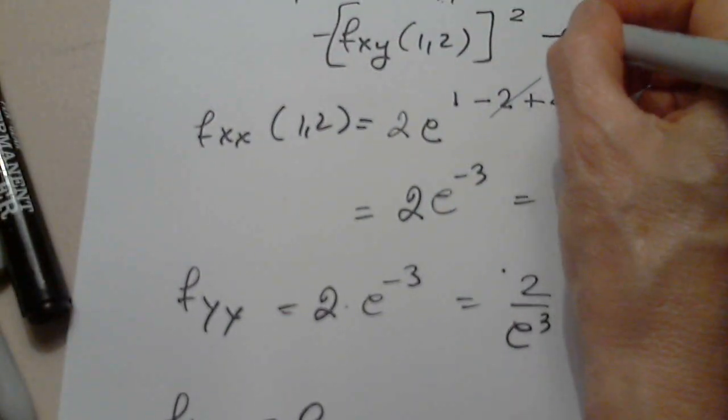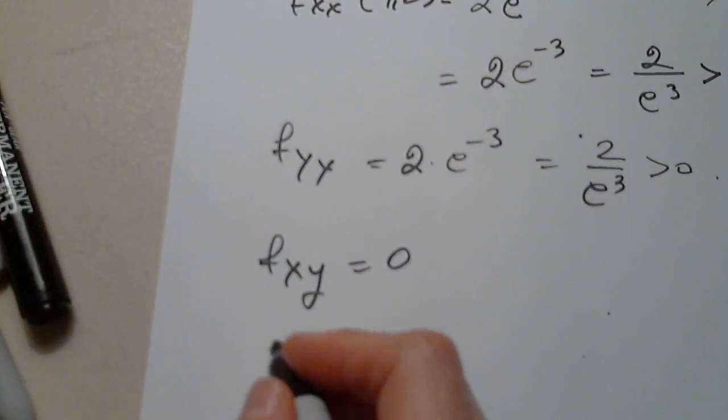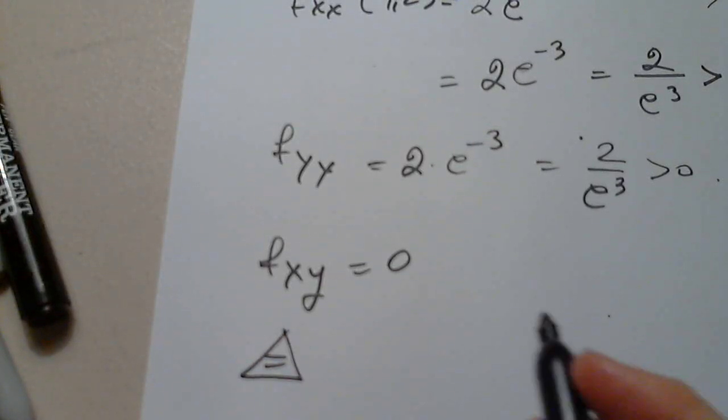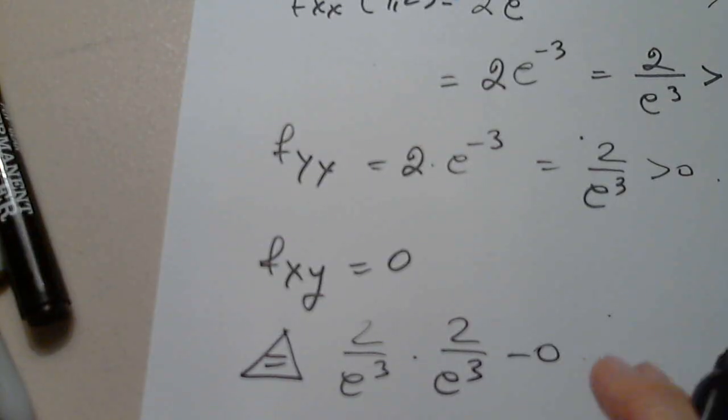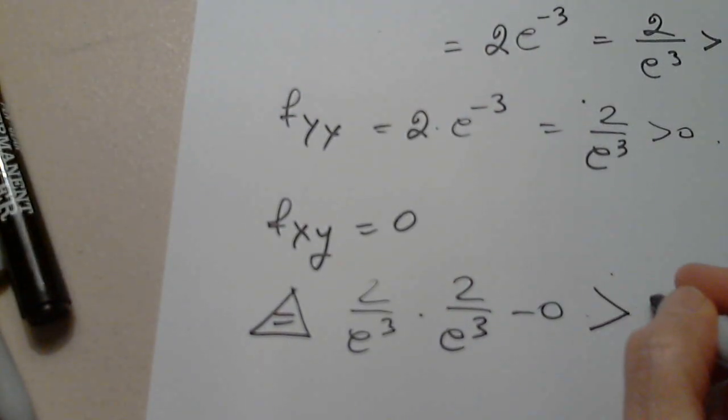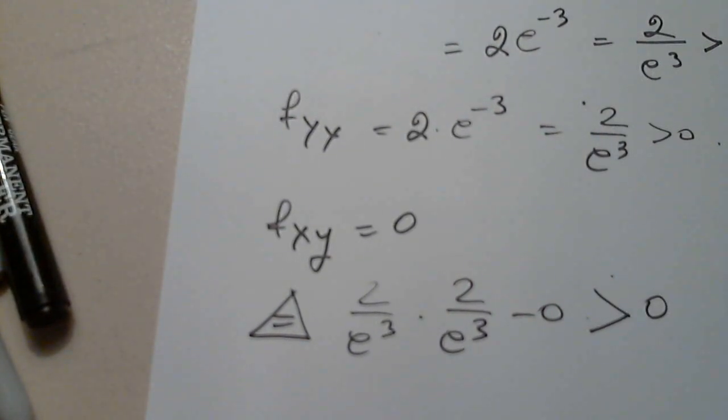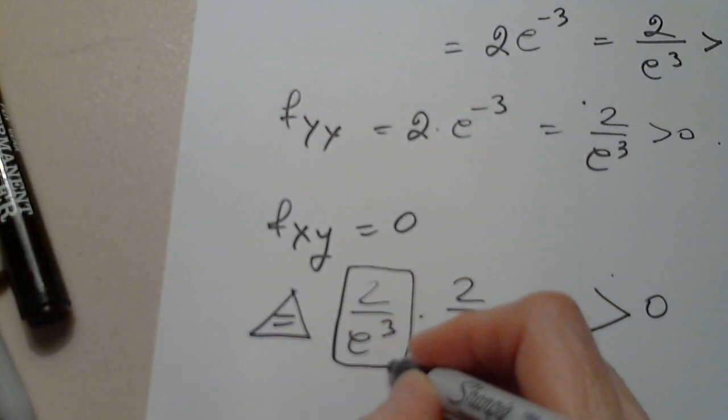So therefore, from here, I jump over here, and I put 2 over e to the third times 2 over e to the third minus 0. Obviously, this is a positive number. I don't care to even calculate it. I only need to know whether d is positive, negative, or 0. So d is positive. Now I look at this number.